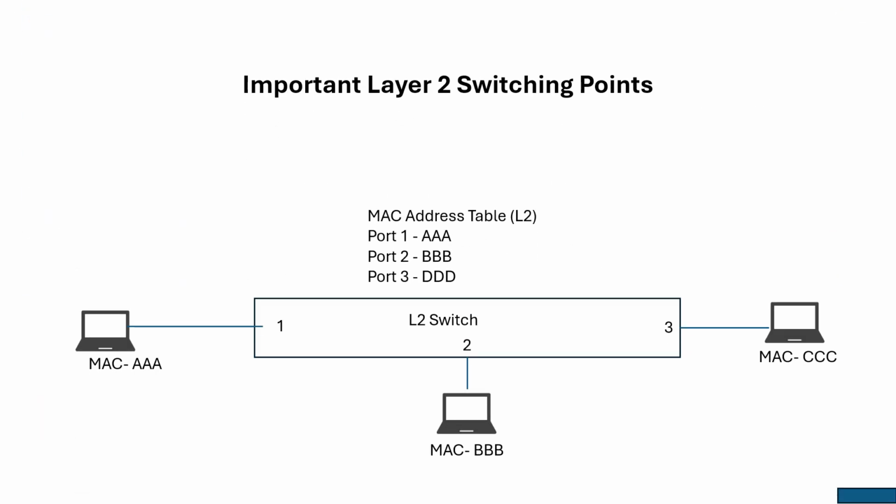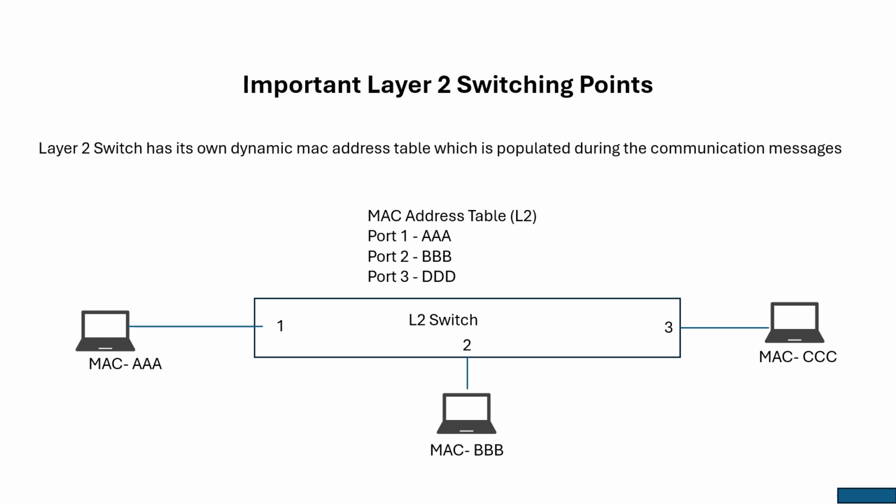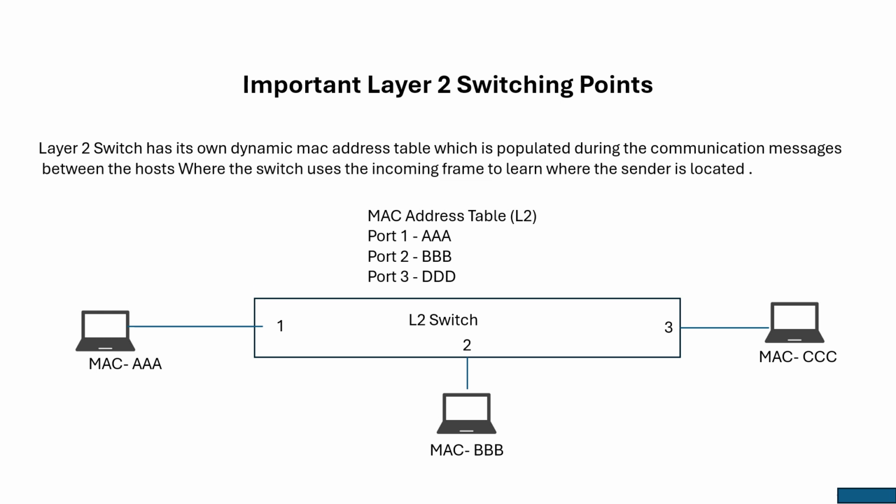In this layer 2 communication, there are important layer 2 switching points which we need to keep in mind. This is related to the dynamic MAC address table which the switch has. During the communication between the hosts, the switch uses the incoming frame to learn where the sender is located. When the frame was moving from AAA, the switch opens the frame, sees the sender MAC address and populates it accordingly.